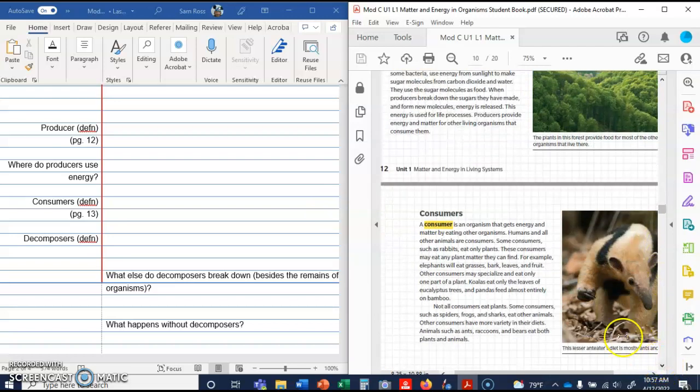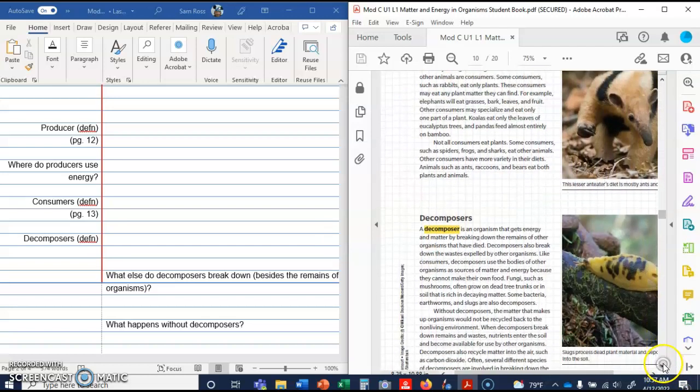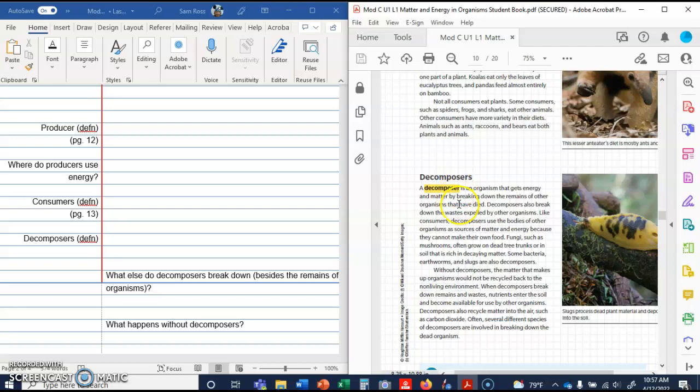So that's 12. This is 13. So the definition of a consumer is an organism that gets energy and matter by eating other organisms. Then we have the definition of a decomposer, which is on the same page. So let's scooch down a little bit. You can also follow along on your paper copy of the book.